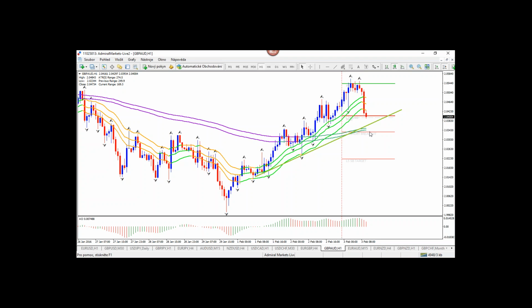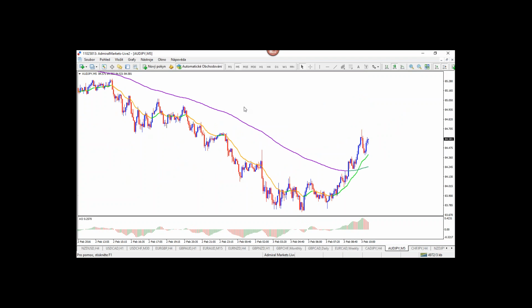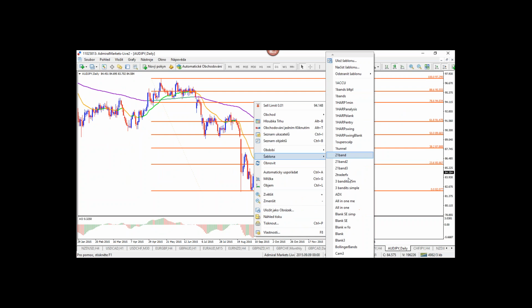Yeah. All right. So there were a couple of crosses that we were looking at, right? The aud yen that really moved a lot. Let's just take a look for the fun of it. A lot of movement on those. So what happened? Oh, that's a bit old. So let's take a look at a new one.